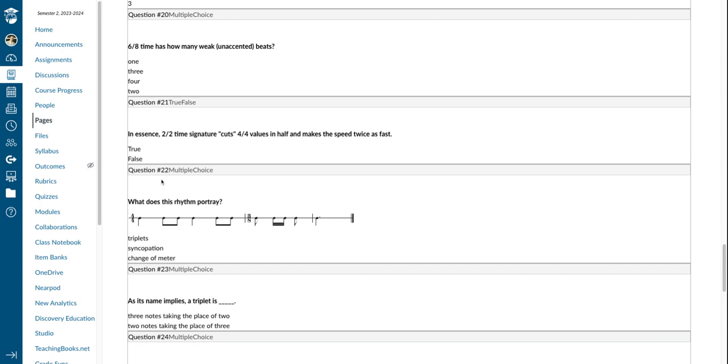Number 22. By the way, does anybody have any questions on this? Awesome. Question 22. What does this rhythm portray? Triplet, syncopation, or a change of meter? I would definitely say change of meter, just because here you have 4/4 time, and then we're going into a change of meter, which is 3/8. Change of meter is pretty tricky if you're not a musician.